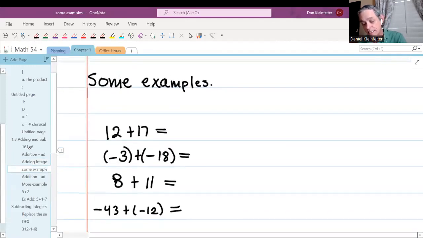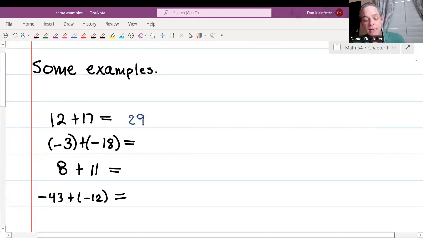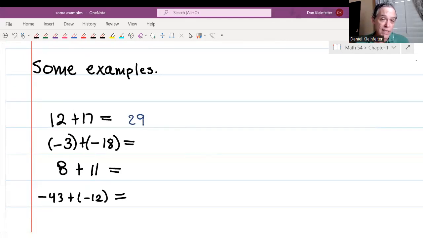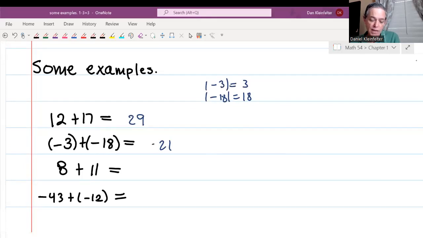Okay, a couple of additional examples, and then we'll see what it's like if the signs are different. Okay, 12 plus 17, that's going to be 29. We're just adding together positive numbers the way that we always have. At this point, you can pause the video and try the last 3, and then restart the video to see how you did. Okay, so now for negative 3 plus negative 18, the absolute value of negative 3 is going to be 3. The absolute value of negative 18 is 18. 3 plus 18 is 21. And then we were adding together negative numbers, so we get a final answer of negative 21.